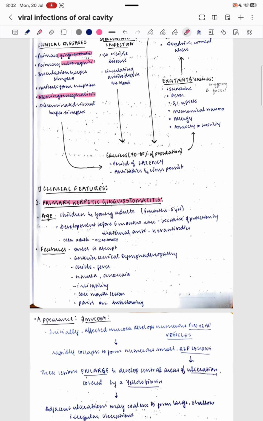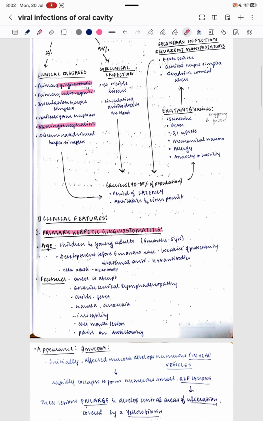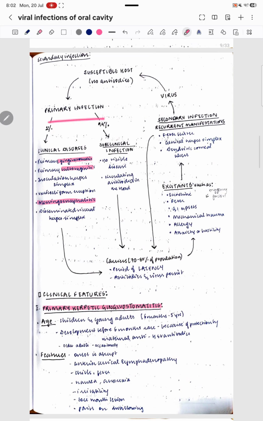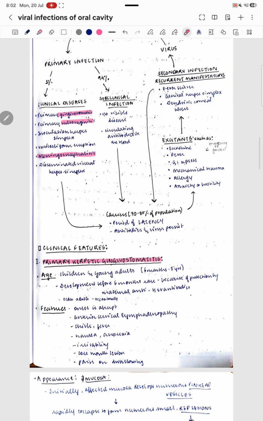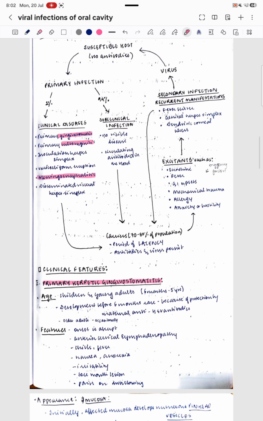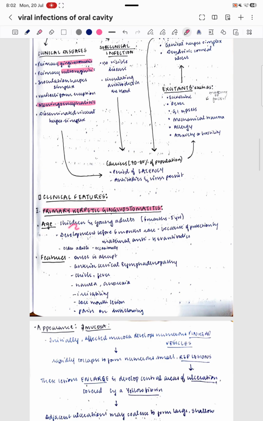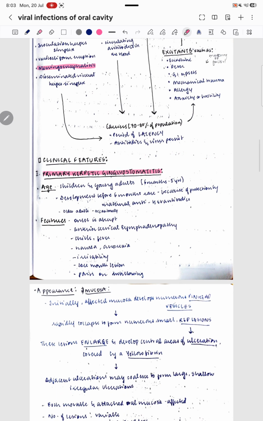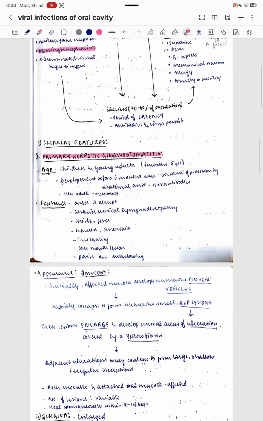So what is primary herpetic gingivostomatitis? It is a clinical disease which occurs in 1% of primary infections, which has the clinical diagnosis as well. It usually occurs in children and young adults. Okay, children aged from 6 months to 5 years, and young adults. Development before 6 months is rare because of protection by maternal antibodies. Okay, in older adults, it occasionally occurs.